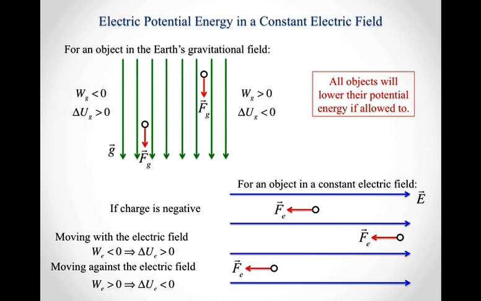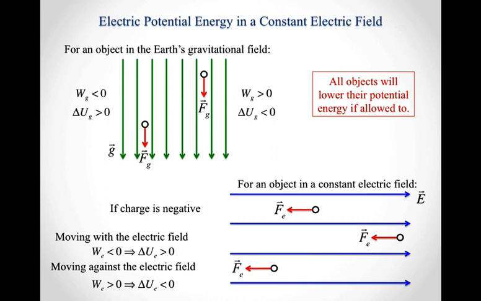So again, if I let a mass go within a gravitational field, it's going to fall in the direction of the gravitational field to lower its gravitational potential energy. On the other hand, if I release a charge in an electric field, it will also move to lower its electric potential energy, but which way it moves relative to the electric field now depends on which type of charge you have.